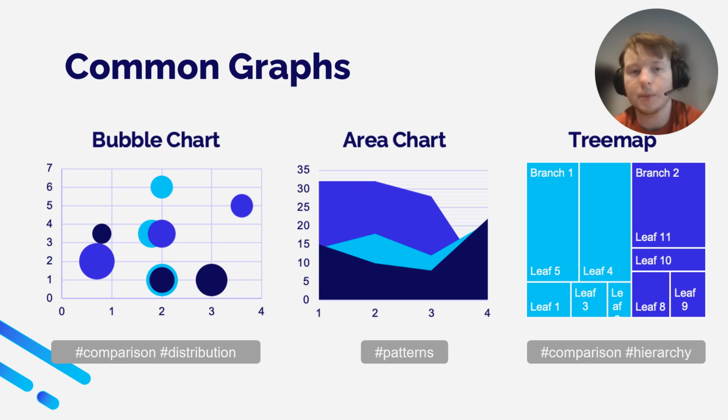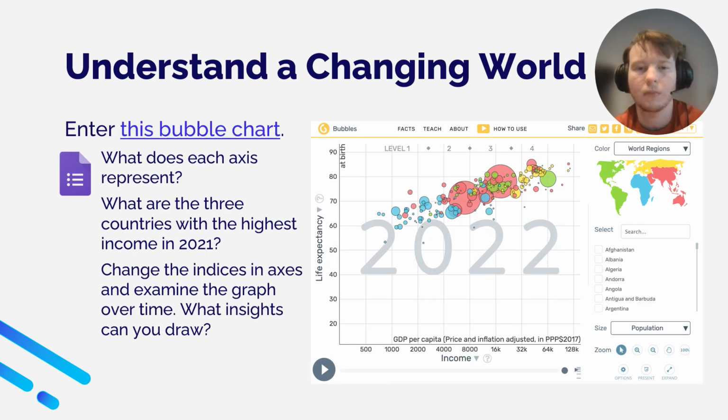A few more common types of graphs. We've got bubble charts, we've got area charts, and we've got tree maps. Students might be a little less familiar with these, but you can talk about each of them. And we'd like students to go into this bubble chart and explore some of the data that's here.